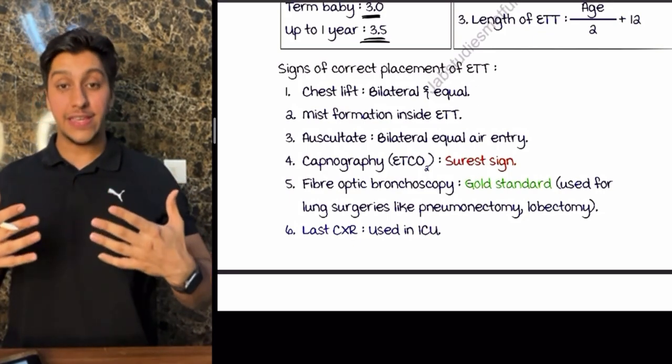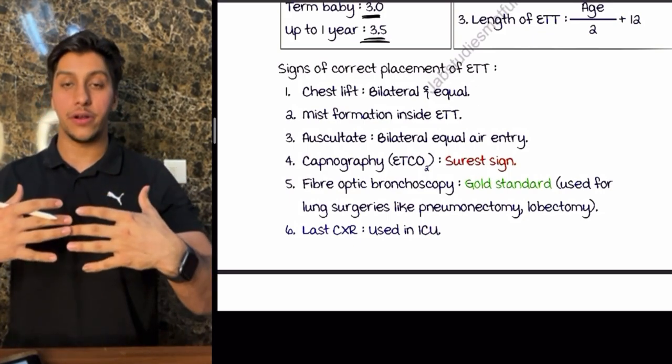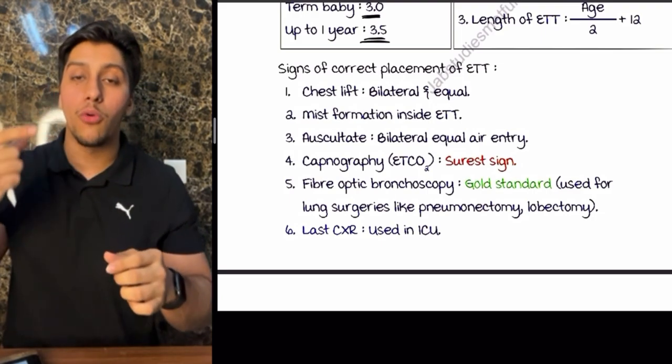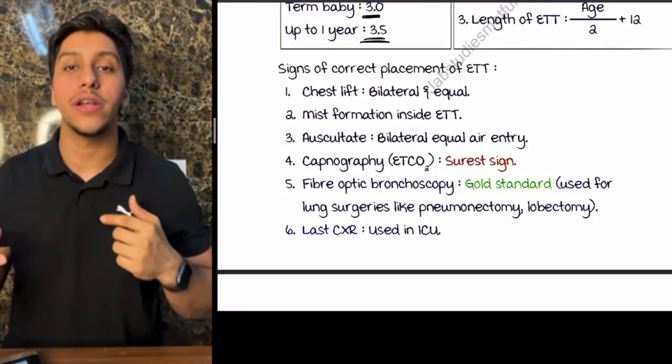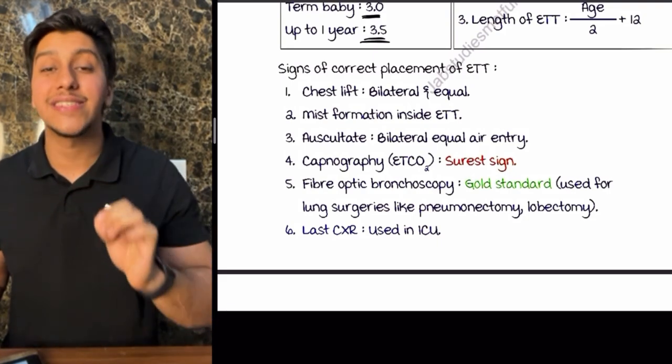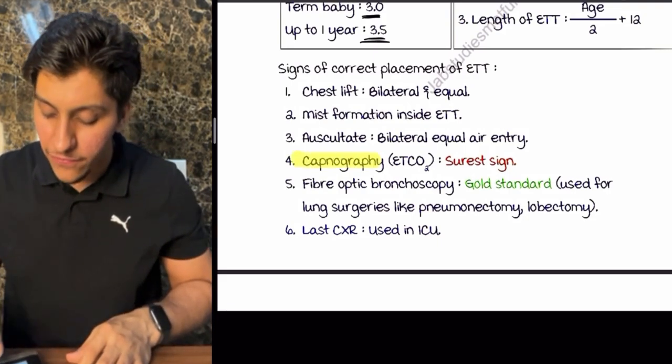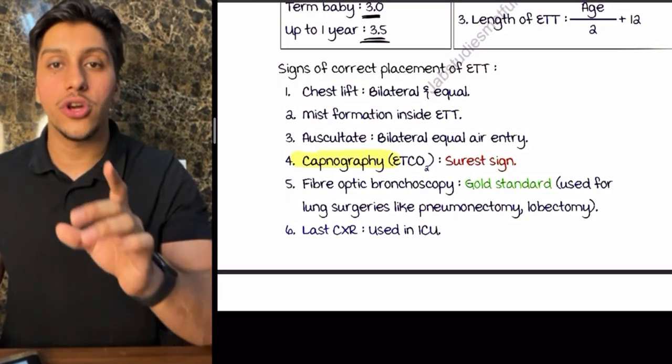First is, chest lift is going to be bilateral. When you see the ET tube, there's going to be moisture around it. Okay, there will be mist. Then when you do auscultation, you'll have bilateral air entry. Okay, the surest sign if they'll ask you is going to be capnography. Remember we were talking about ETCO2, so that is your capnography.